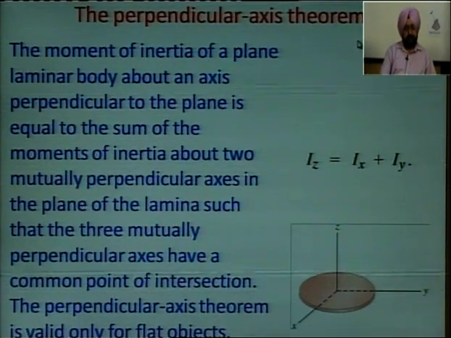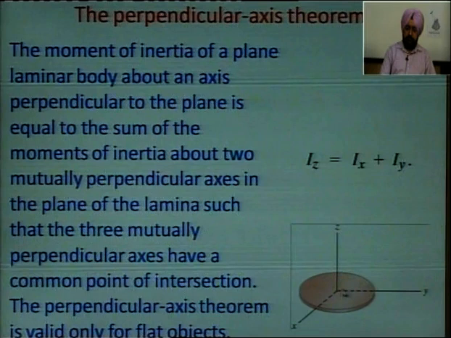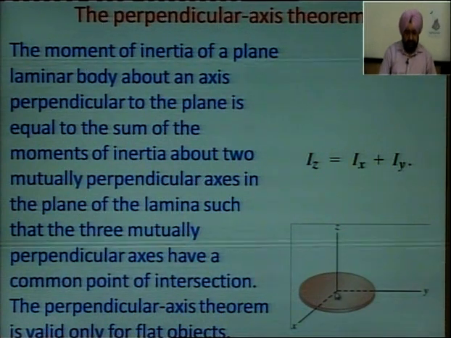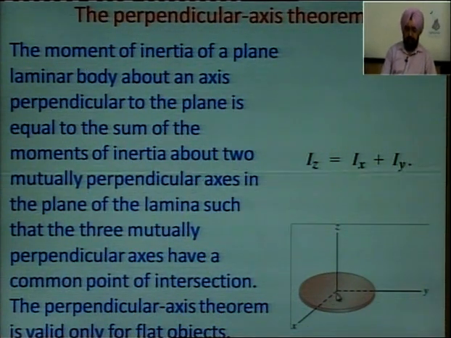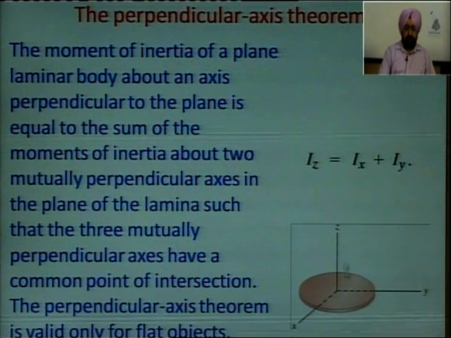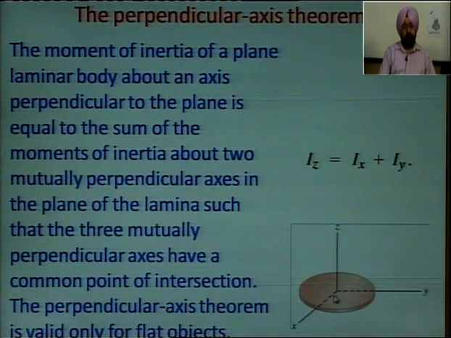Perpendicular axis theorem states that if you know the moment of inertia of a body of a lamina along the x axis and the y axis, you can find out the moment of inertia along the z axis. अगर सानू x axis करनी moment of inertia पता है और y axis करनी भी पता है, तो जो axis perpendicular है इस lamina दे उधर moment of inertia कितना होएगा, it will be equal to sum of the moment of inertia along these two mutually perpendicular axes.